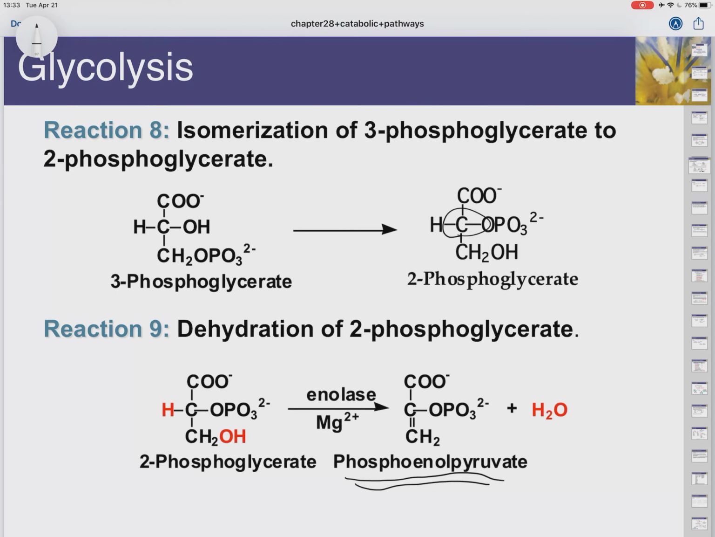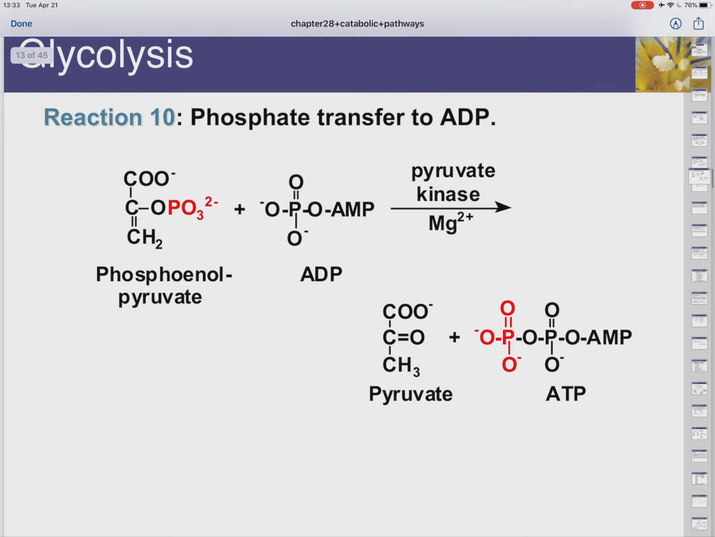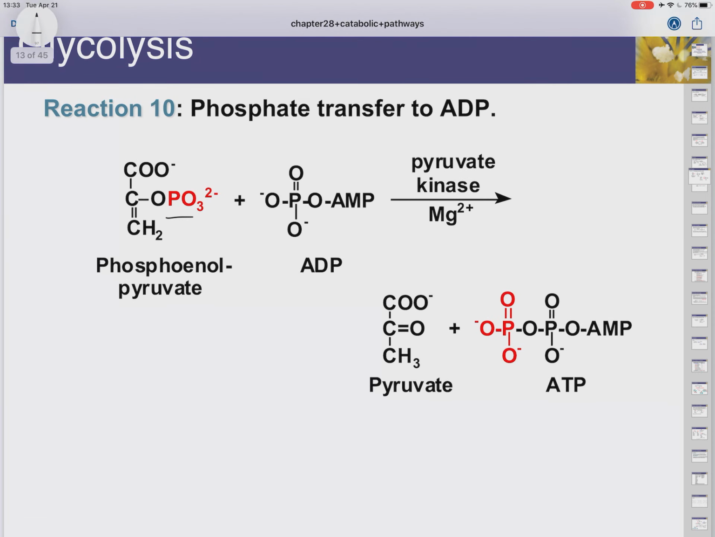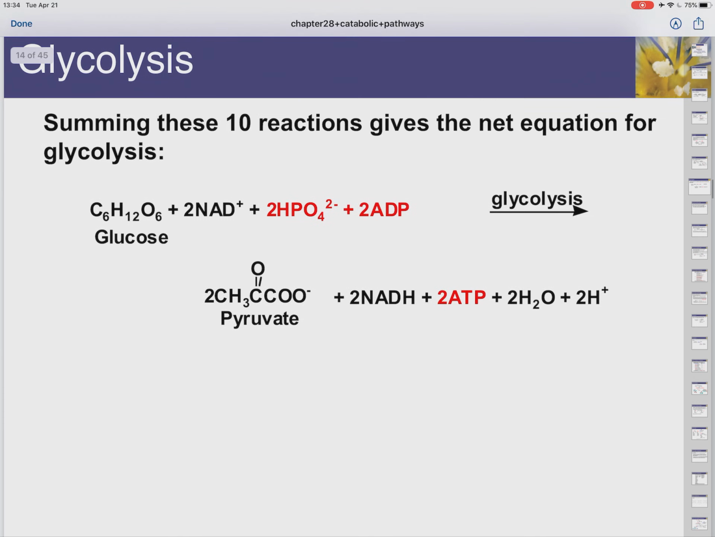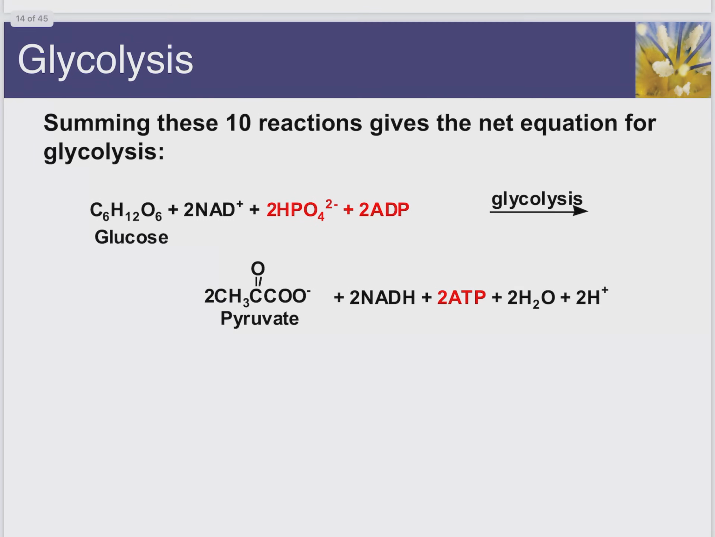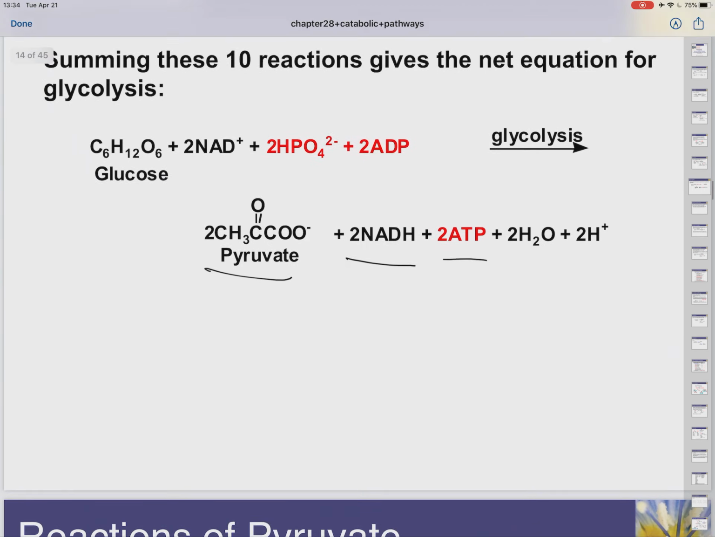So phosphoenol pyruvate is now ready for reaction 10 to generate some more ATP. And phosphoenol pyruvate will transfer that phosphate group to another ADP, making an ATP and giving us pyruvate. Pyruvate is the molecule that ultimately we're going to see enter the citric acid cycle as acetyl-CoA. And I think we looked at that reaction in the last chapter. So let's see how much energy we get for this. So in this process, we're going to get some pyruvates, 2 of them. We're going to get some electron carriers, and we're going to make 2 ATPs on the spot.